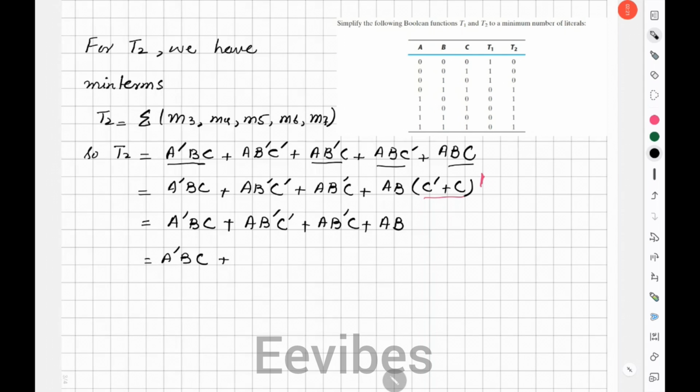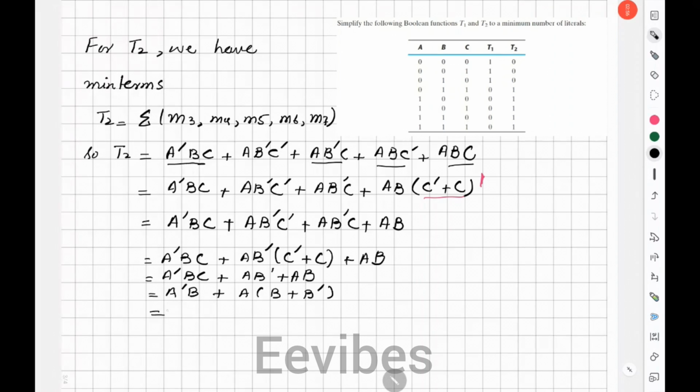Alright, and here you can see I can take AB common from here, while inside the bracket you have C plus C complement, and again you can see we are left with this expression. Now in the last term you can see we can take common A from here, and inside the bracket we have again B plus B complement which is equal to 1.